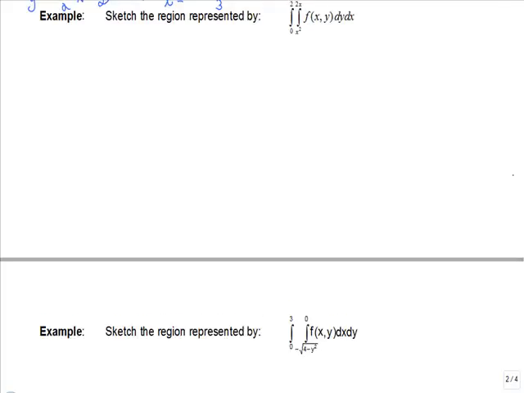Okay, let's sketch the region represented by the integral. So this time we're going to actually go backwards. If I'm going to sketch the region, draw myself a set of axes. As I look at this, the outer integral is x, so this is going from x equals 0 to x equals 2. So I'm going to be going from x equals 0 to x equals 2. So the region I'm looking at needs to be trapped in there.